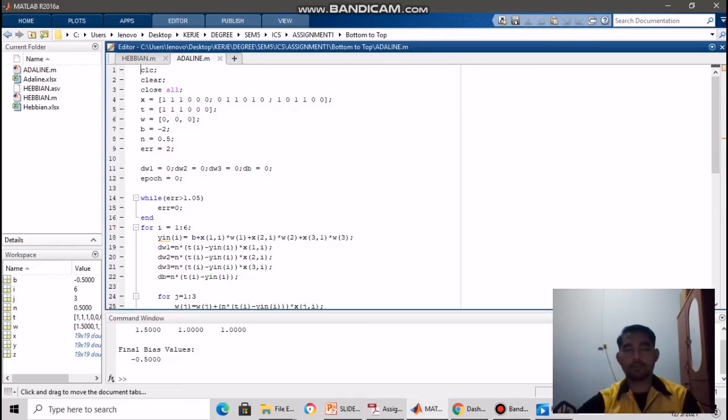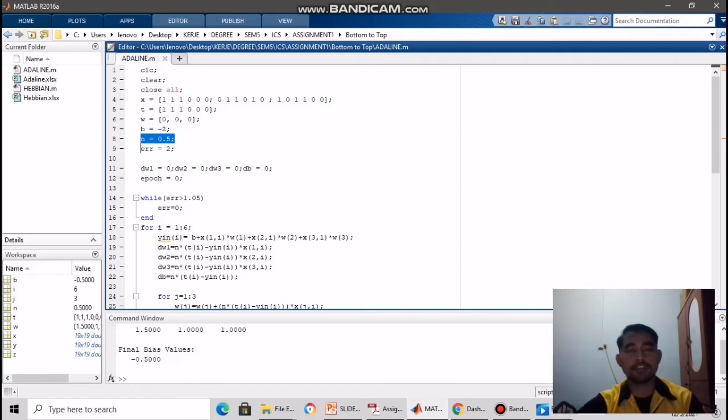Okay, so the next one is Adaline in the pre-trained sequence algorithm, where we use the training sequence of bottom to top, where we put 11100011010101100. This is for x1, x2, and x3. And the target is 111000. The weight is 000. Bias is -2, and the learning rate is 0.5.